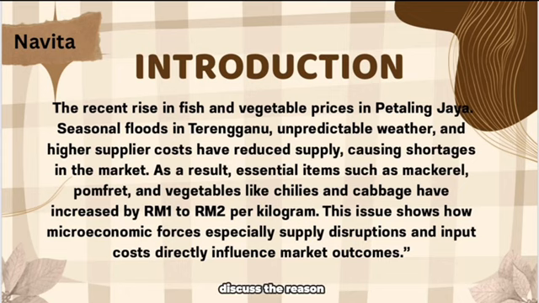Today I will discuss the recent rise in fish and vegetable prices in Petaling Jaya. Seasonal floods in Terengganu, unpredictable weather and higher supplier costs have reduced supply, causing shortage in the market. As a result, essential items such as mackerel and vegetables like chilies and cabbage have increased by RM1 to RM2 per kilogram. This issue shows how microeconomic forces, especially supply, distribution and input costs, directly influence market outcomes.